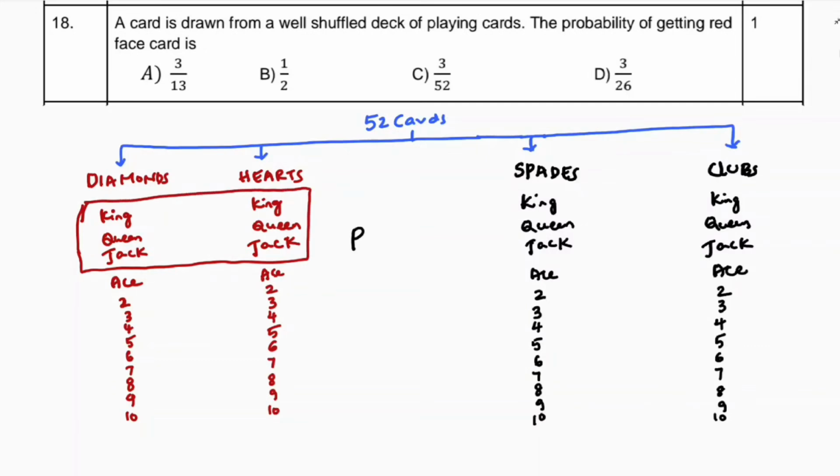So the probability of getting red face card or picture card here. See, total outcomes are 52, and probability of getting red face cards, there are 6. So if you cancel, 2 times 3, 2 times 26. So 3 by 26. So the correct option is D.